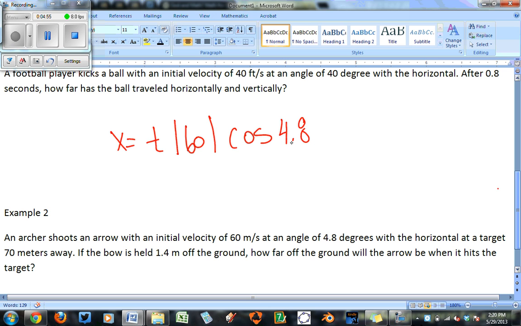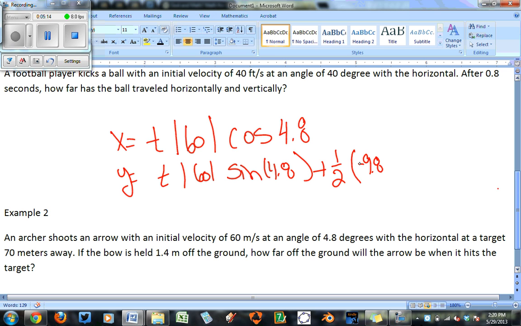Okay. And its vertical can be written as t times its initial velocity, which is 60, times the sine of 4.8, plus its gravity, right? Plus 1/2. This time we're using meters per second, so negative 9.8 t squared. And there's one more slightly different thing about this. It's telling you that the bow is held 1.4 meters off the ground.